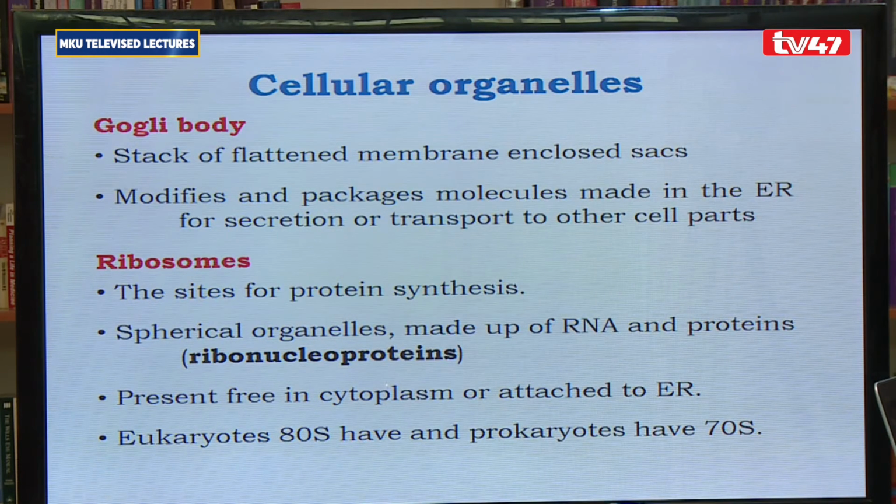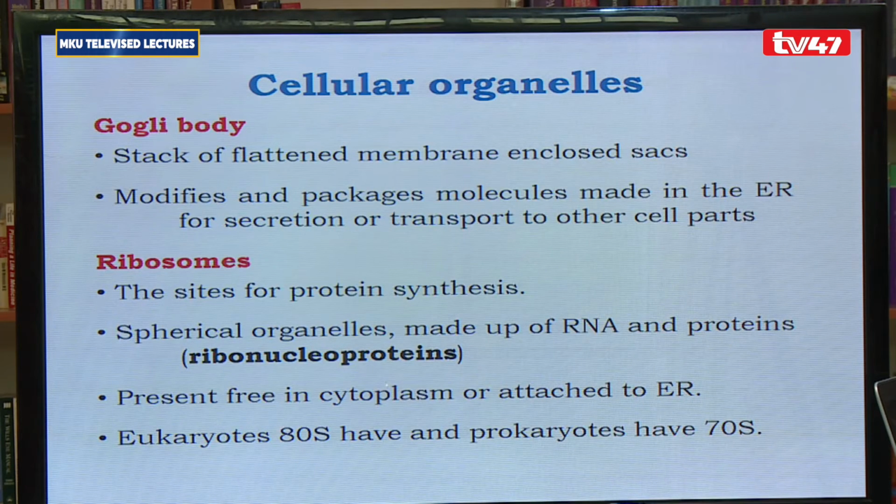Another organelle is the ribosome. I've mentioned it a number of times. It is involved in protein synthesis. It is a spherical organelle, and it is made up of what you call ribonucleoproteins. Now, a ribonucleoprotein is a molecule that is made up of RNA mixed with proteins. Again, if you study biochemistry, you'll know that proteins and RNA, or ribonucleic acids, are two different molecules. So they are combined together to make ribonucleoproteins, which are now involved in the making of ribosomes.